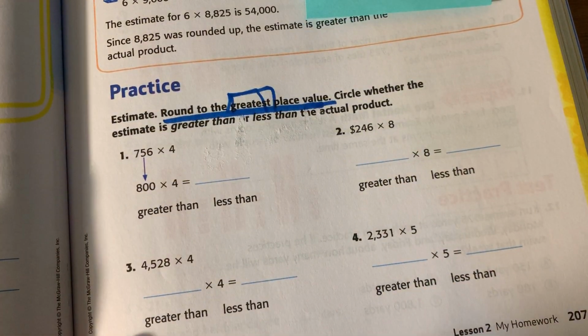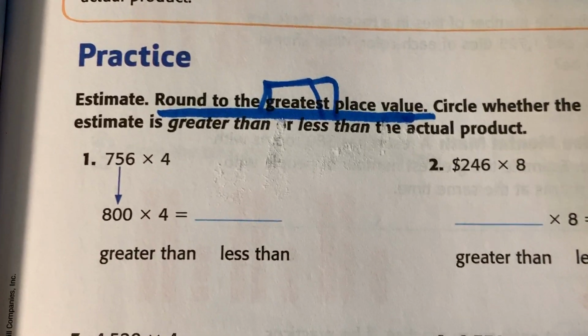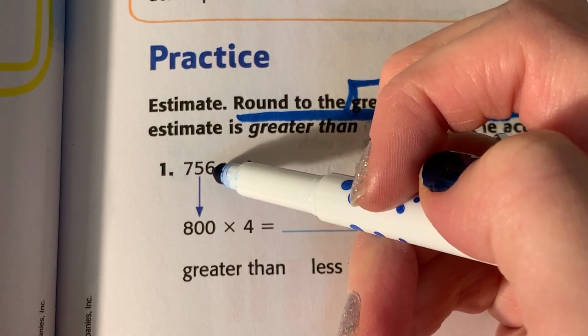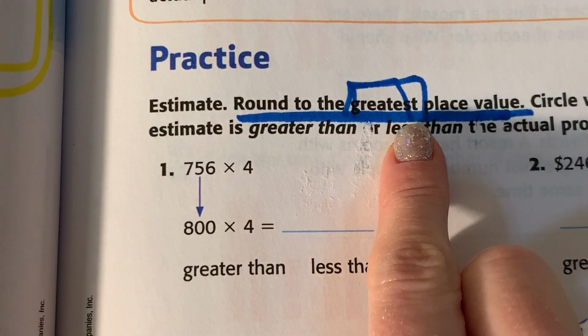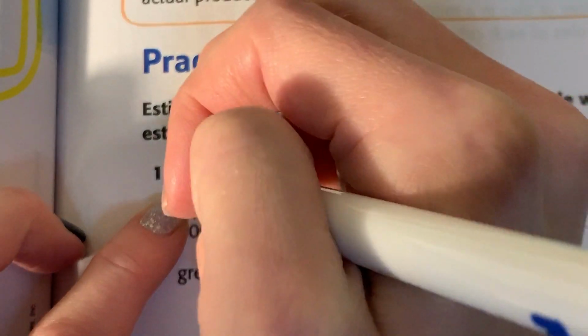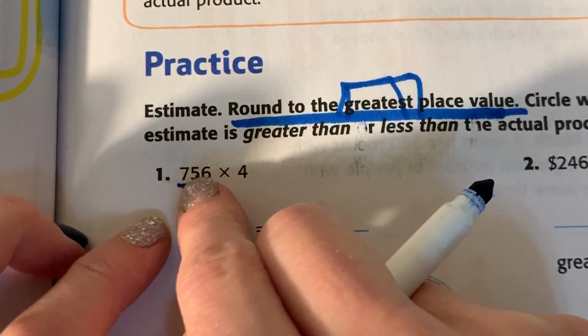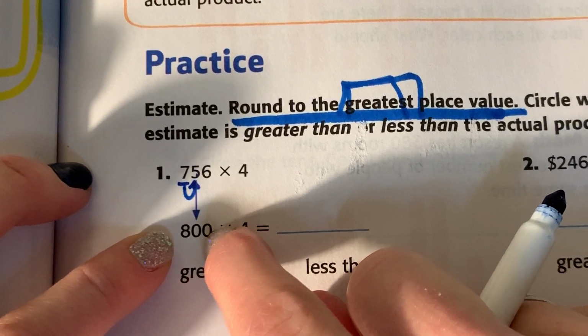So let's go ahead and now look at this first one. They kind of showed us already. They wanted us to round 756 to the greatest place value. So that would be the hundreds place. So we have the 7. We look next door. This is a 5. So this is going to turn into an 8 and everything turns into zeros.